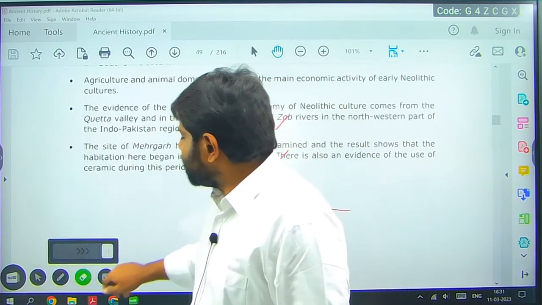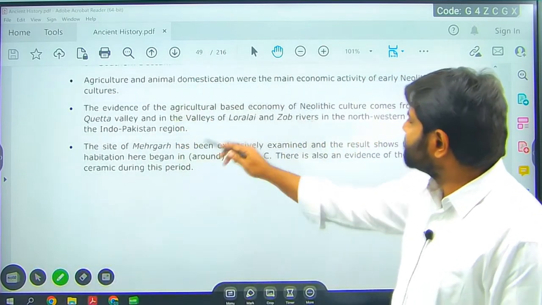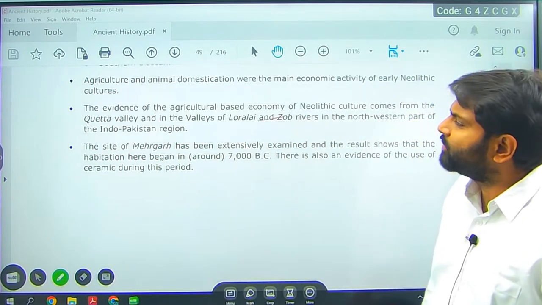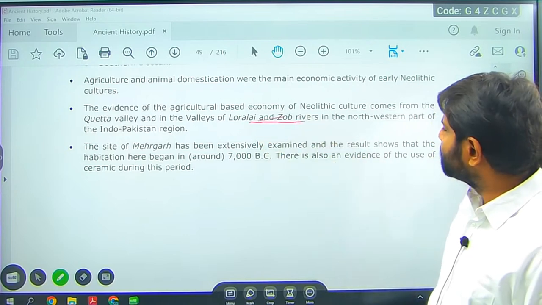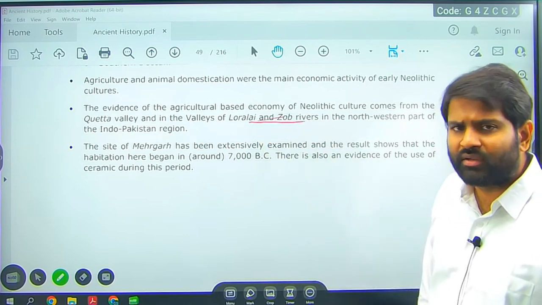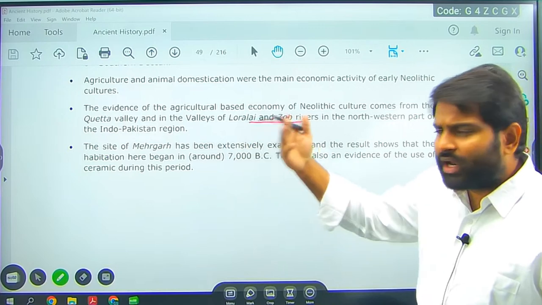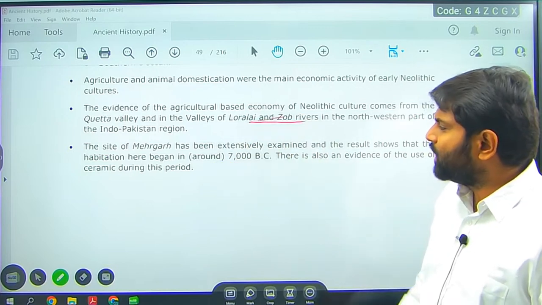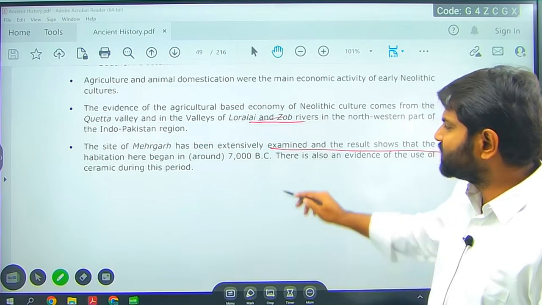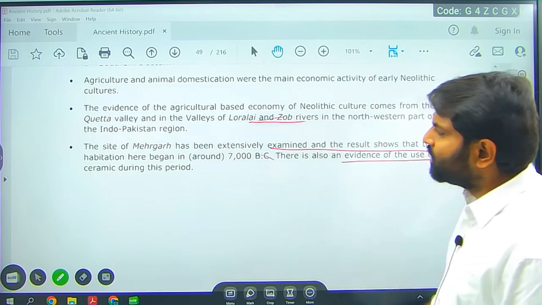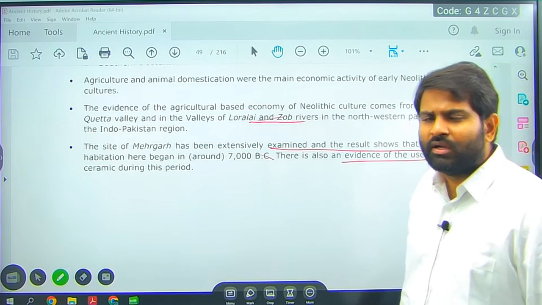So you can see that the earliest evidence of an agriculture based economy of the Neolithic comes from the Quetta Valley. Quetta is in Pakistan, on the Lora and Zhob rivers of the northwest part of the Indo-Pakistan region. So in the POK and Pakistan regions, the site of Mehrgarh has been extensively examined. The result shows that habitation here began around 7000 BC. There is also evidence of the use of ceramic during this period.